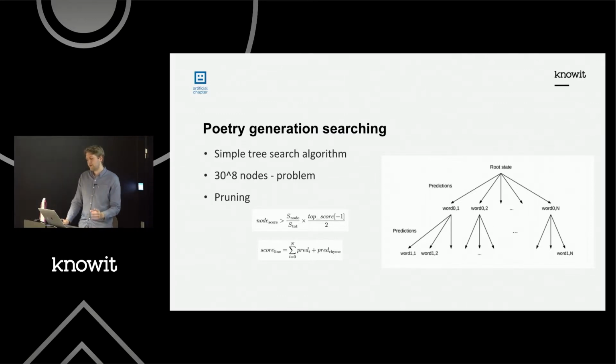So now you can make a search algorithm that tries to find the next word in the sentence. What I did was that I started at a root state, which is just a completely empty poem. Then I used the neural network to predict the top 30 words that are going to be next, based on the image and some other parameters. Then for each of these 30 words, I take the 30 next words, right?